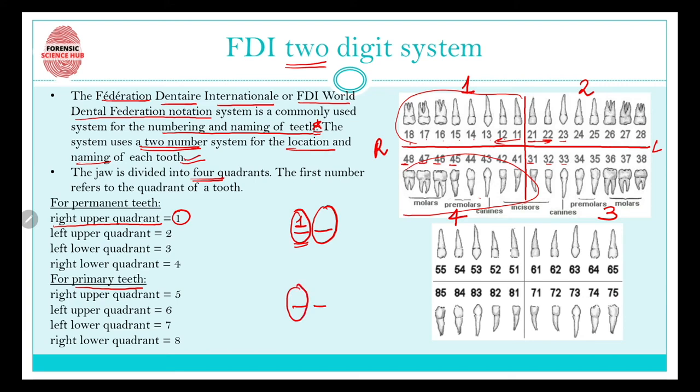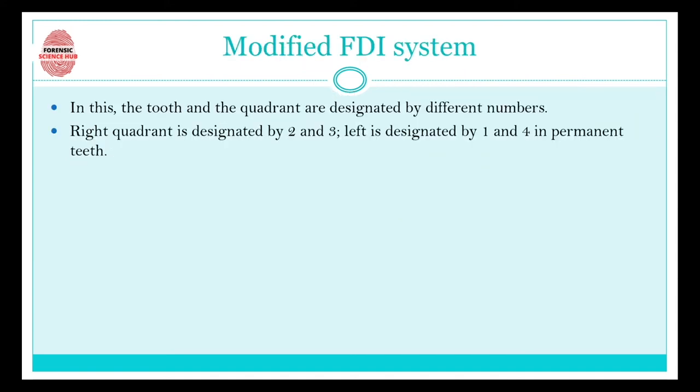Here we were having 1, 2, 3, 4 quadrants, whereas for primary teeth we are having 5, 6, 7, 8 quadrants. So this is the 5th quadrant, 6th quadrant, 7th quadrant and 8th quadrant. And similarly the second digit is going to start from the midline. We are going to 1, 2, 3, 4, 5. Similarly 1, 2, 3, 4, 5, like this only. So I hope you understood the FDI two-digit system also.